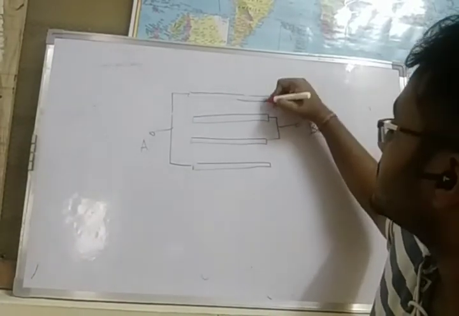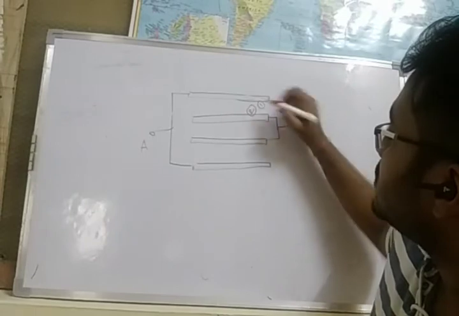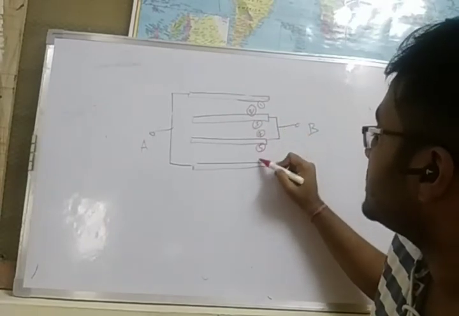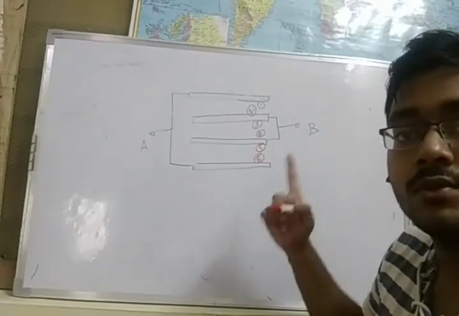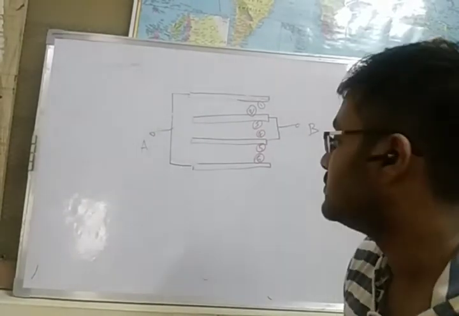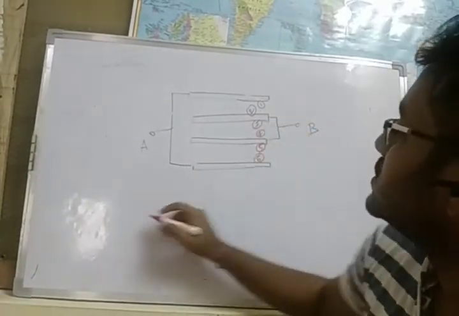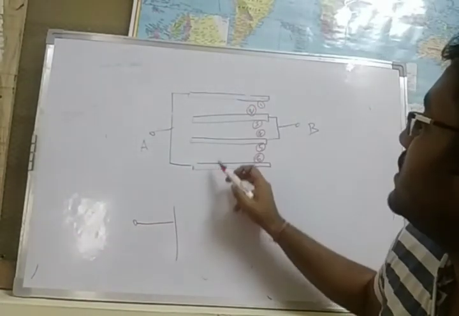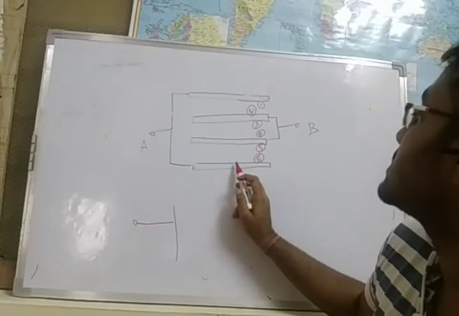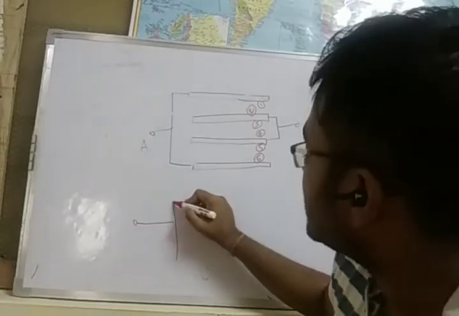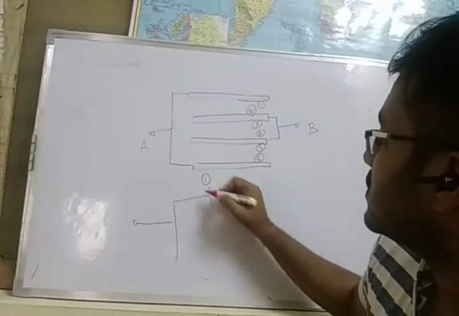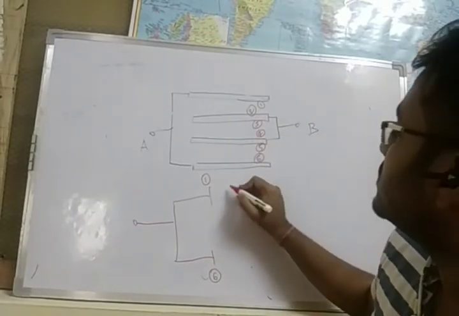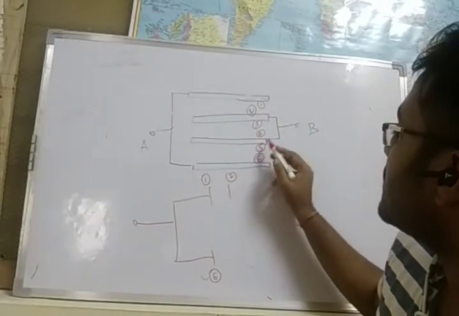Let's number those plates which are facing each other. This plate is say 1, this is 2, this is 3, this is 4, this is 5, and this one is 6. Now, from A, which plates are connected? A is connected to 1 and 6. Opposite to 1 is 2. Opposite to 6 is 5.